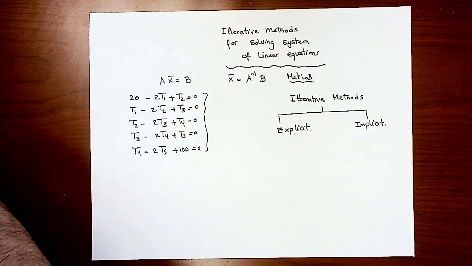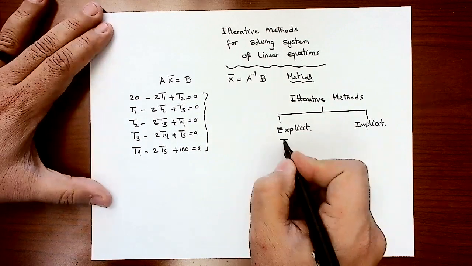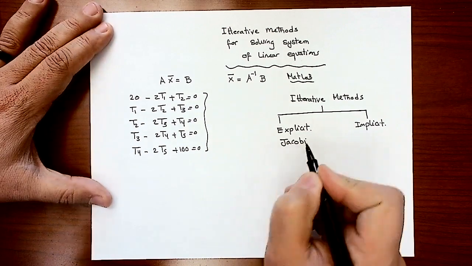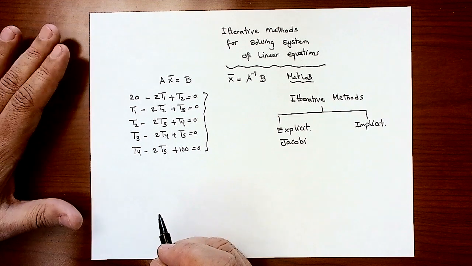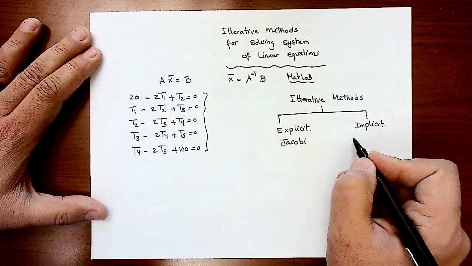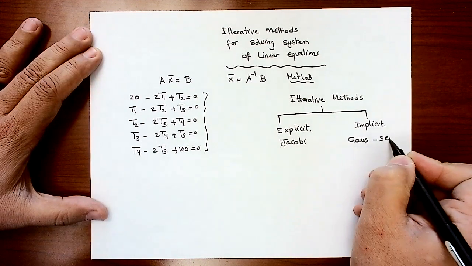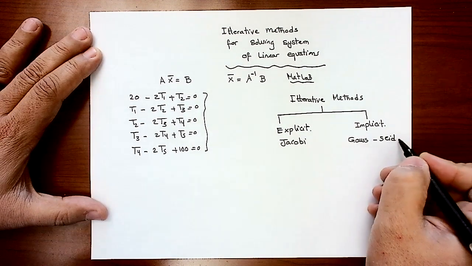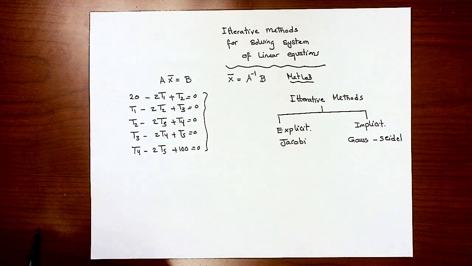And this method is simply the Jacobi method, which is the simplest one. And the implicit method I'm looking for is simply the Gauss-Seidel iteration method. You can call it Gauss-Seidel or Seidel, there are different ways of pronouncing it. I think what's more important is how you apply it and how to use it.